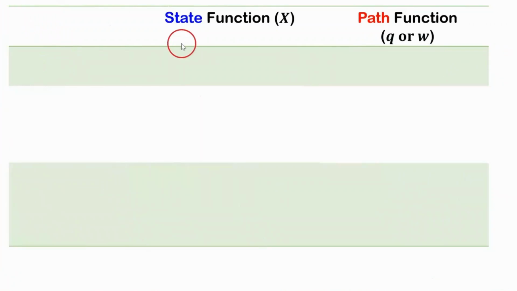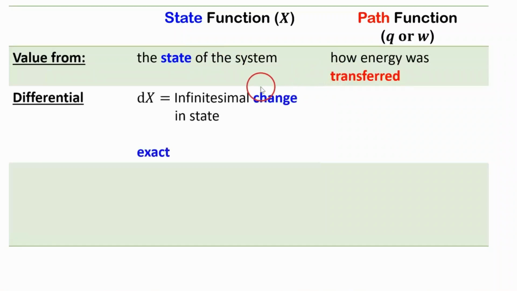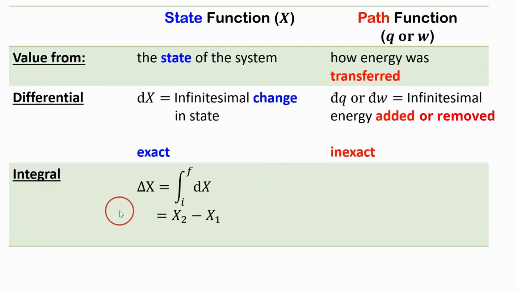Right. So to summarize, state function versus path function: the state function derives the value from the state of the system as it is, but the path function describes how the energy is transferred. The differential of a state function, dx, describes an infinitesimal change in state, and it's also an exact differential. But for a path function, the dq or dw represents an infinitesimal amount of energy added or removed, and it's an inexact differential. So the change in the state function is equal to the integral of dx, whatever the state function is, from the initial to final state, which is truly final minus initial.